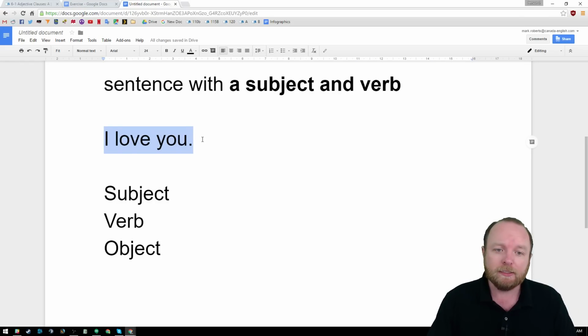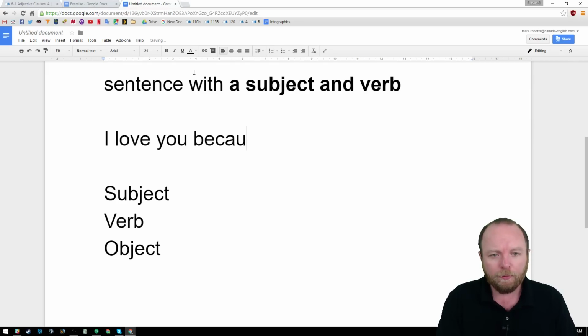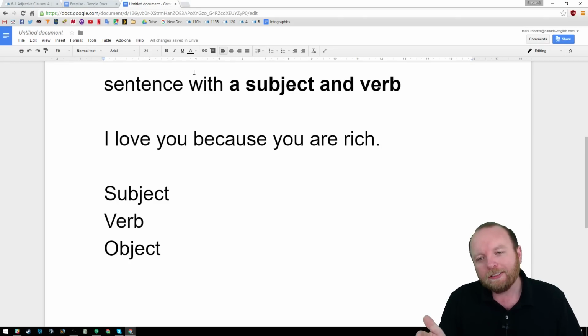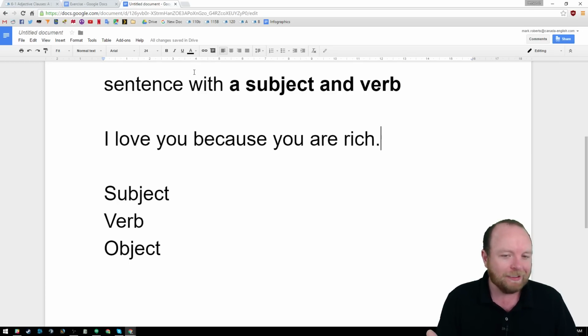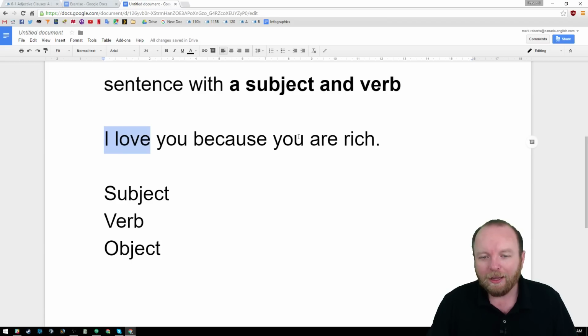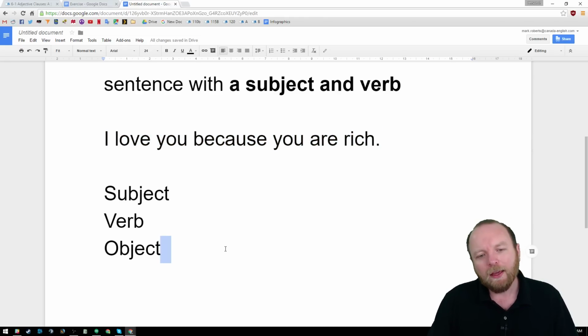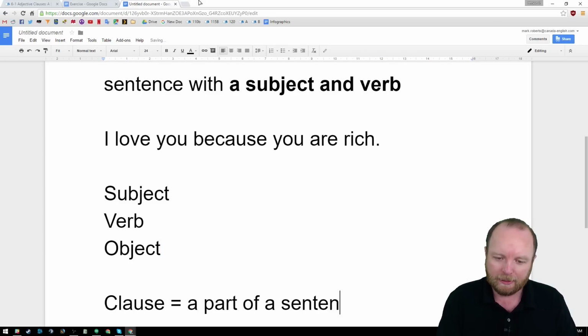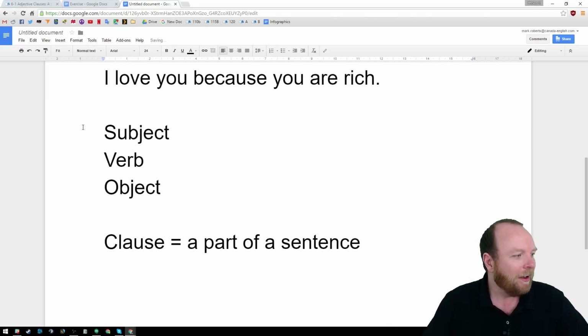Now, sometimes sentences have two clauses. Look: I love you because you are rich. So now we have one sentence, right, Kaio? We have one sentence, but this sentence has two clauses. I, subject, love, verb, and then you, subject, are, verb. So this sentence has two clauses. Sometimes students think a clause is a part of a sentence.